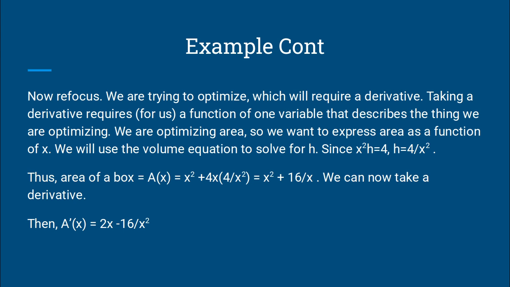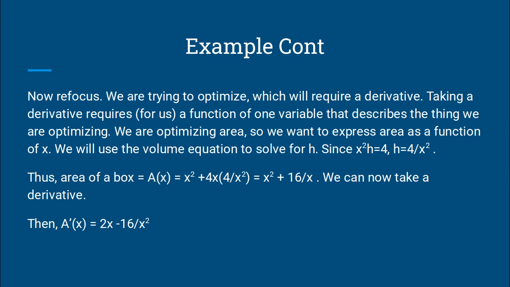We will use the volume equation to solve for h. So since x squared times h equals 4, you divide both sides by x squared and h equals 4 over x squared. And thus the area of the box, which I'm calling A of x because that's a logical variable name, equals x squared plus 4x times h, but in this case h is 4 over x squared because we solved for that. And when you simplify, that equals x squared plus 16 over x.